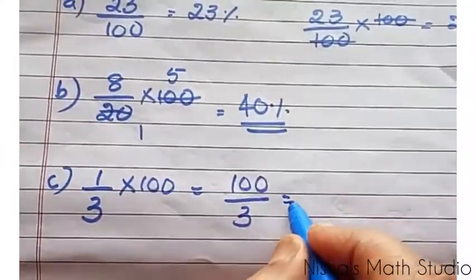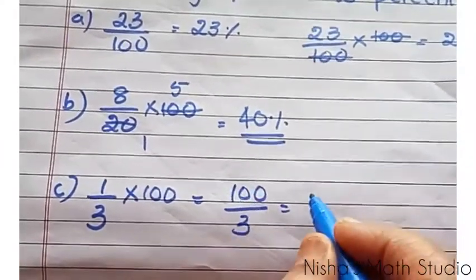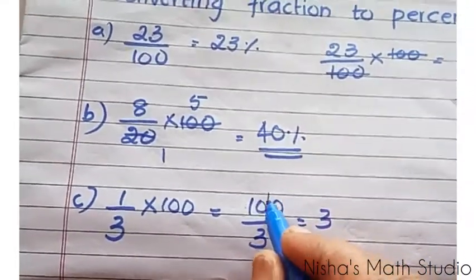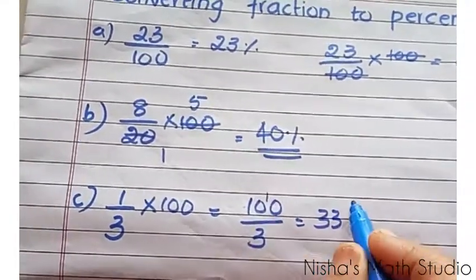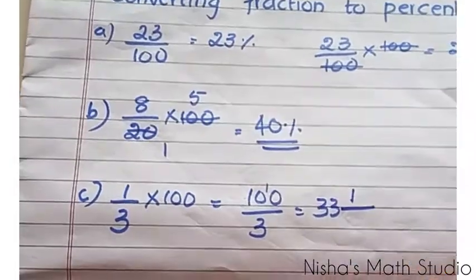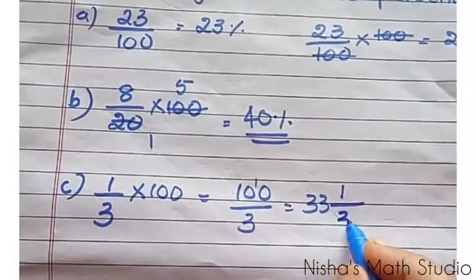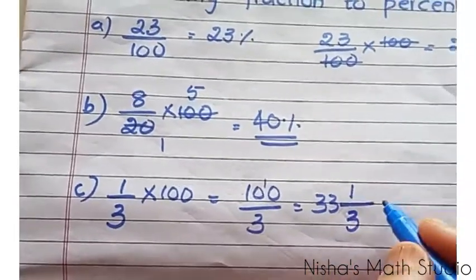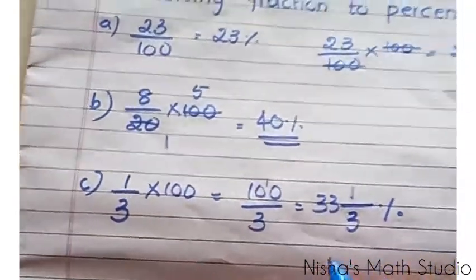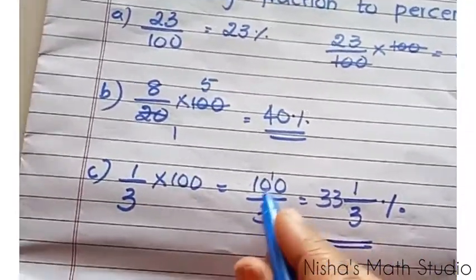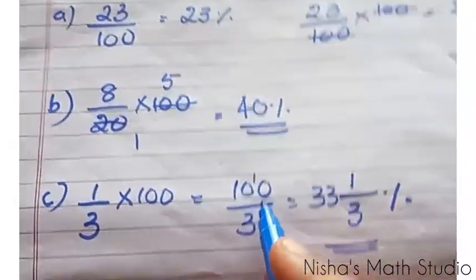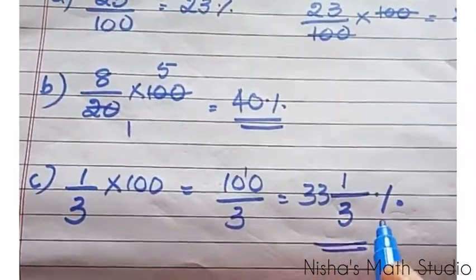Let me convert it into a mixed fraction. 3 3s are 9, bring down the 10 again, 3 3s are 9, 1 will be left. I hope you remember how to convert an improper fraction into a mixed fraction. The denominator is the same. So 33 1 by 3 percent. If you want, you can divide this and get it into a decimal number and write that as the percentage also.